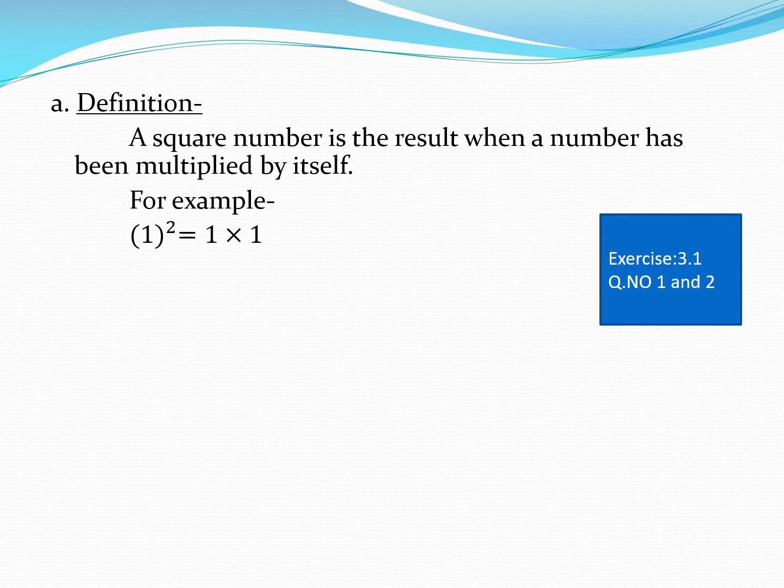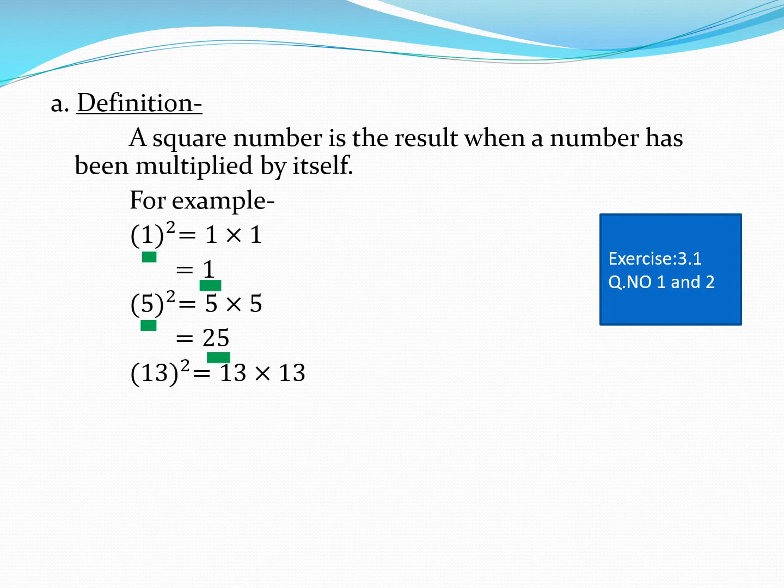1 square equal to 1 into 1 is equal to 1. Here we see this 1 is the square number of the given number 1. Another example, let us see 5 square equal to 5 into 5 equal to 25. Here we can say 25 is the square number of the given number 5. Same with 13 square equal to 13 into 13 equal to 169. In this case 169 is the square number of 13.